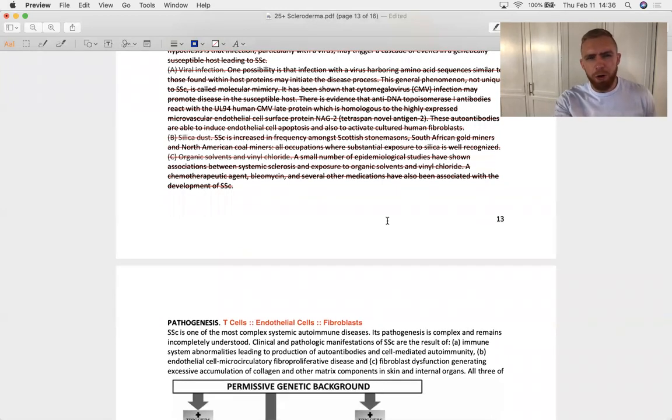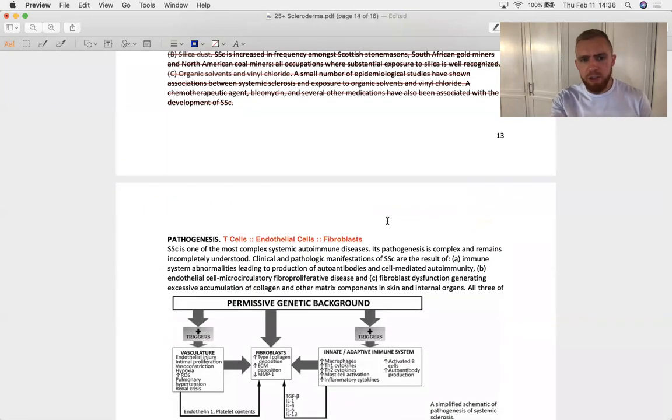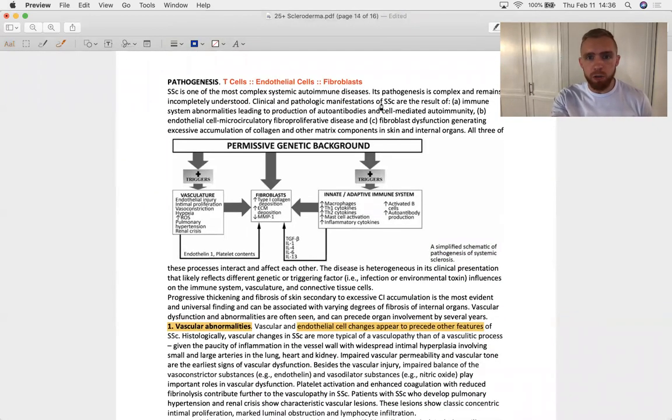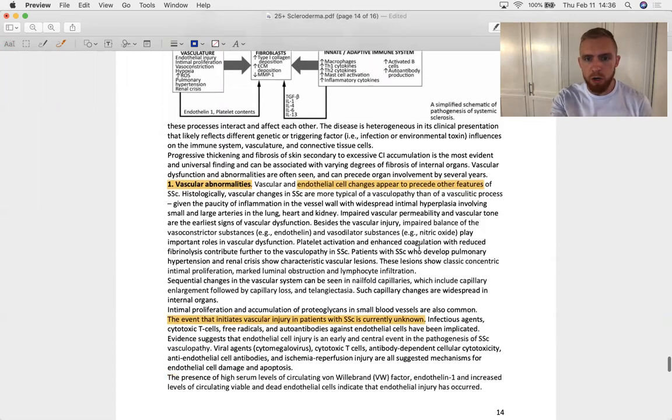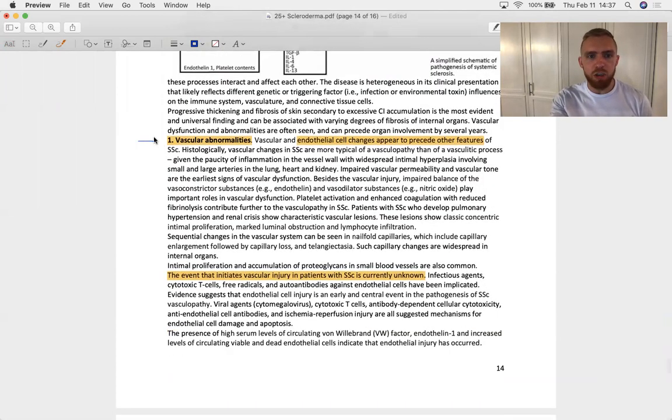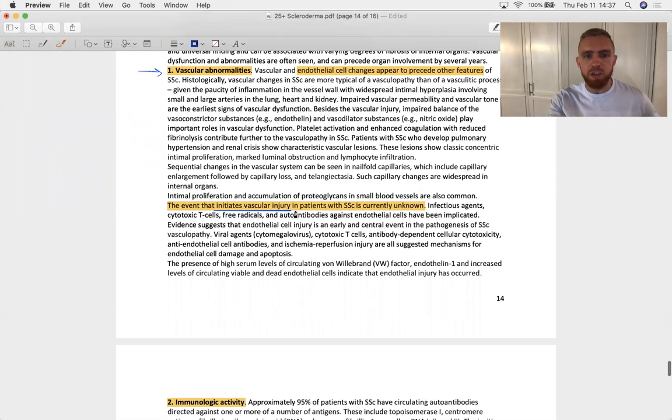Some molecular mimicry might be the instigating stimulus for the autoimmunity. T and B cells are going to attack endothelial cells, and that endothelial damage activates fibroblasts. There's your calcium deposition. There's your fibrosis. There's your scleroderma. Here it is in the text. Vascular and endothelial cell changes appear to precede other features of systemic scleroderma. The event that initiates vascular injury is currently unknown. However, cytotoxic T cells, autoantibodies, infectious agents have all been implicated.